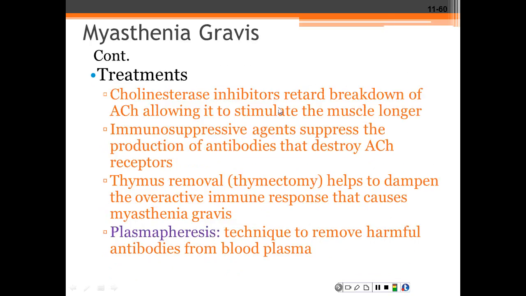There's some kind of treatment still. They give you an inhibitor that would stop the breakdown. This particular enzyme inhibitor is going to prevent the breakdown of the acetylcholine, allowing it to stimulate the muscle longer. Now you have an immunosuppressor agent that will suppress the production of these antibodies that destroy the acetylcholine receptors. Now the thymus removal helps to dampen the overactive immune response that causes this myasthenia gravis. Now they use this technique called plasmapheresis. That's to remove any harmful antibodies from the blood plasma.